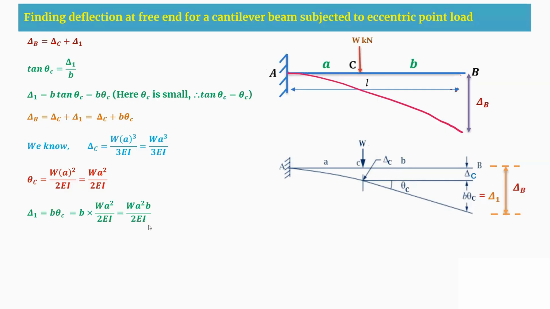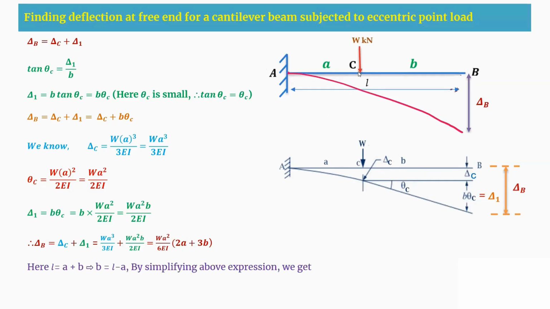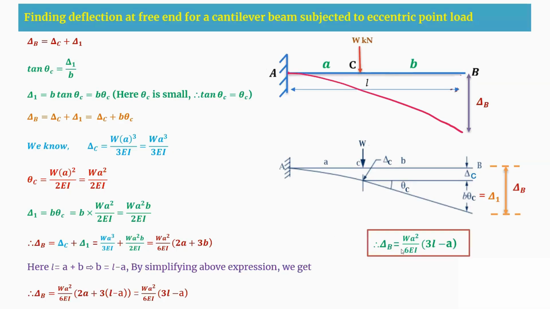So that delta 1 is becoming as WA square B by 2EI. Now when we substitute this delta C and delta 1 in the above equation of delta B, we get this expression. We already know that L is nothing but A plus B, so I am substituting in place of B, it is L minus A. Simplifying the above term, I am getting a final equation of delta B equal to WA square by 6EI into 3L minus A.